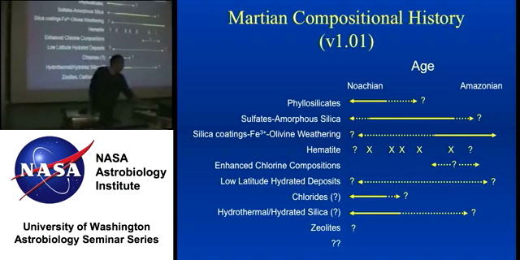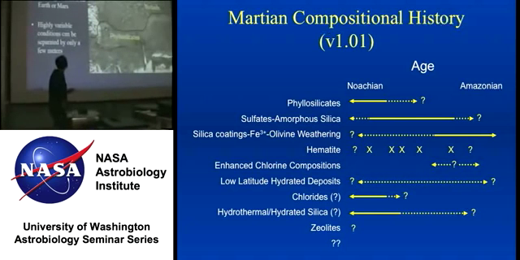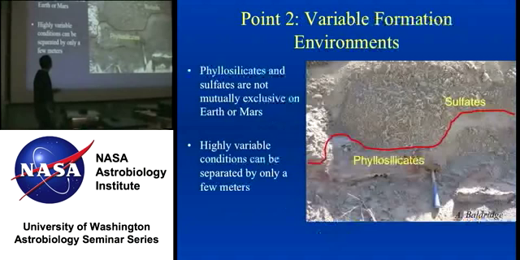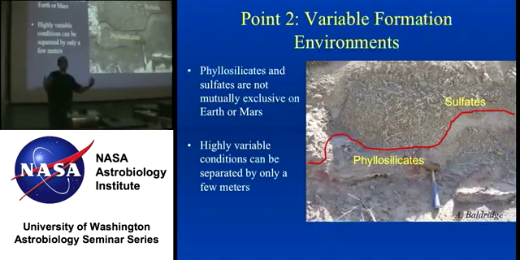And the next point I wanted to make was basically, this is point number 2, variable formation environments. And there tends to be this thinking of, okay, I'm seeing sulfates here, so I must not see phyllosilicates because they don't form in the same conditions. In the first order, that's sort of correct. And that's actually as well as I understand it myself. But you go out into the real world and you see phyllosilicates right juxtaposed against sulfates. Phyllosilicates and sulfates are not mutually exclusive on Earth or Mars. And so they can be forming contemporaneously and in close proximity to one another.